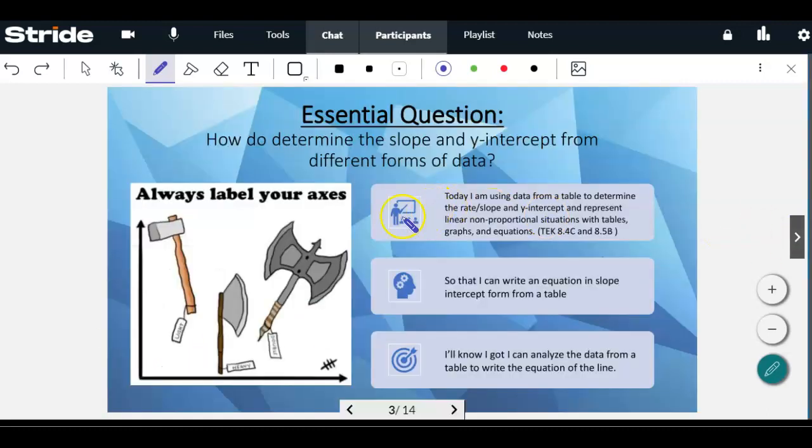All right, so what does this lesson cover? The essential question: how do I determine the slope and y-intercept from different forms of data? Today I'm using data from a table to determine the rate, slope, and y-intercept and represent linear, non-proportional situations with tables, graphs, and equations. So that I can write an equation in slope-intercept form from a table, I'll know I got it if I can analyze the data from the table to write the equation of the line.